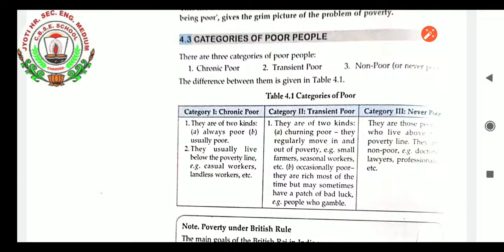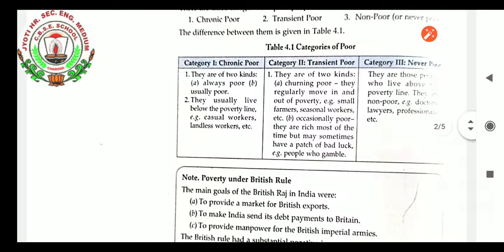Occasionally poor, when we talk, students, they are rich most of the time, but may sometimes have a patch of bad luck. Example, people who gamble. That is known as the occasionally poor. Means they are rich people, but at the time of playing games like gambling, at this time they lose. And never poor, these are those people who live above the poverty line. They are non-poor. Example, doctors, lawyers, professionals, etc. I think the three categories of poor people are clear to you.